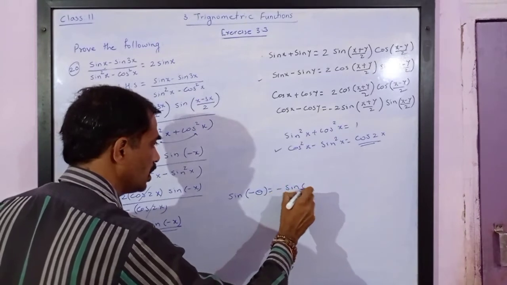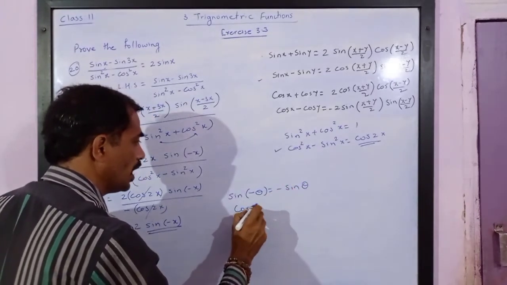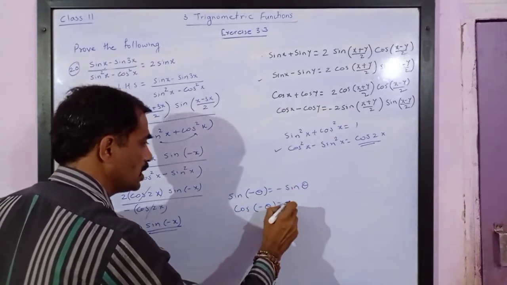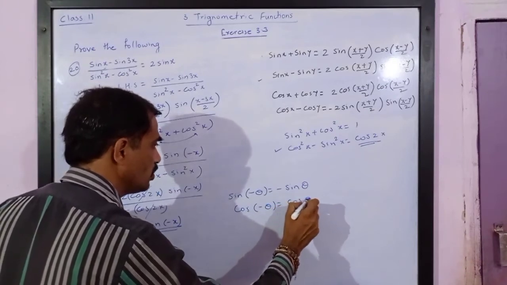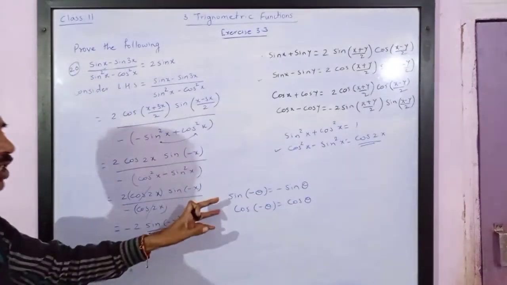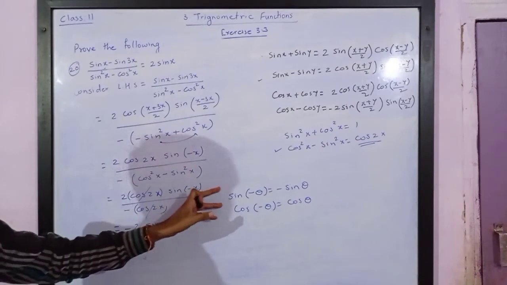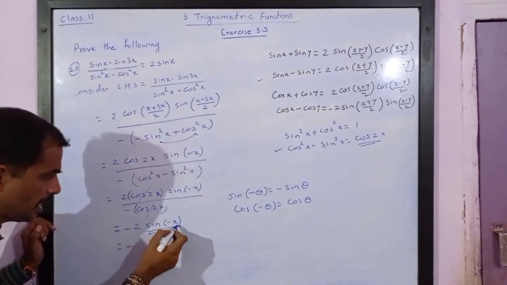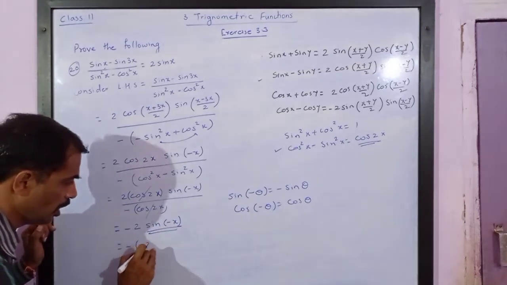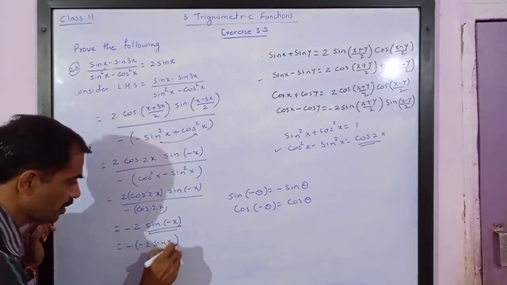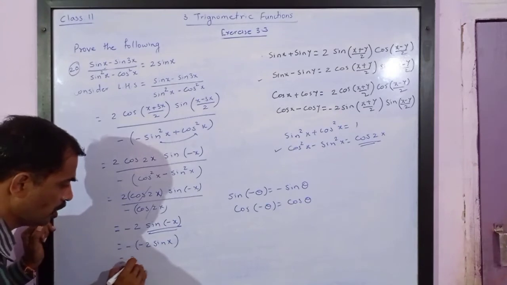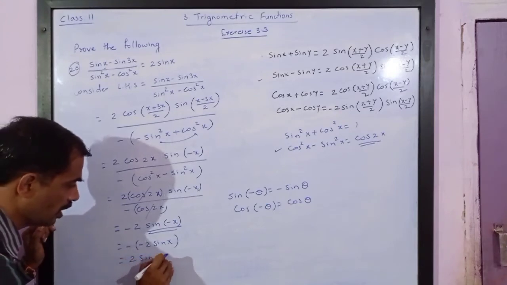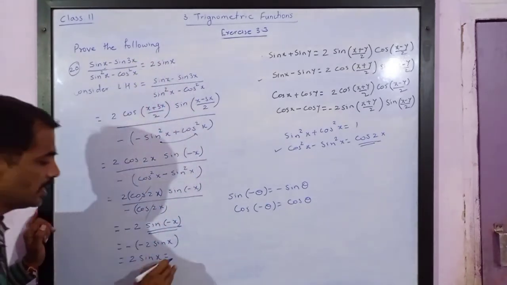Minus sin theta. And for cos also we have the identity, cos of minus theta is equal to cos theta. This is what we have already studied. I am writing just to remind you of those identities. So this becomes minus, again minus 2 times sin of x. This negative into negative becomes positive, 2 sin x. Look at the question asked, that is equal to RHS.